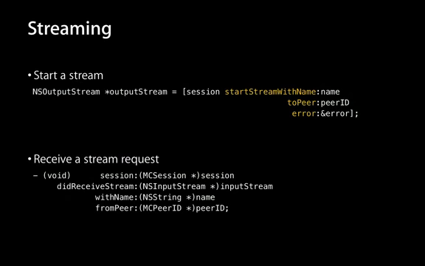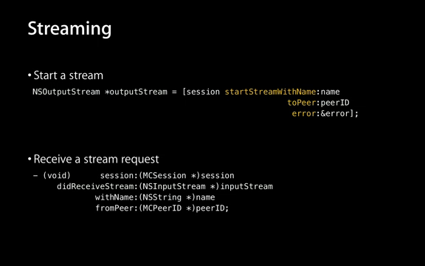Next, let's take a look at streaming APIs. To start a stream with another peer, you'll have to call the method startStreamWithName to peer and error. So in the first parameter, you will have to specify a name for the stream that you're trying to open. And this name is going to be an NSString object. Second parameter will be the peer ID of the peer you want to stream data to. And the third one will be, like before, an output error parameter that the framework will set in case something goes wrong.